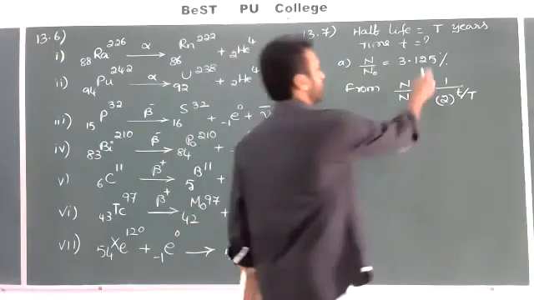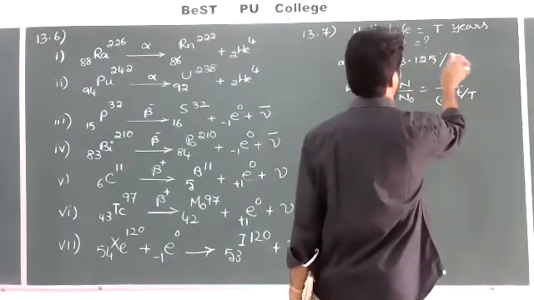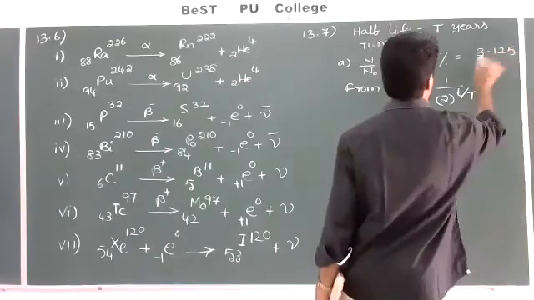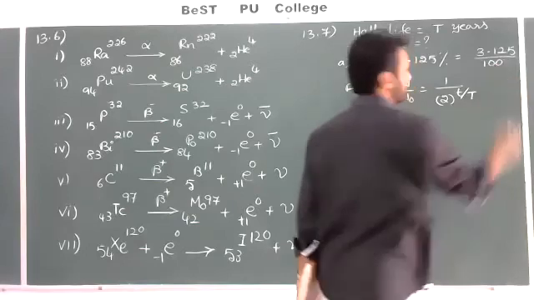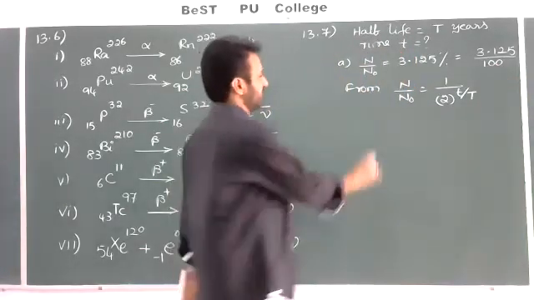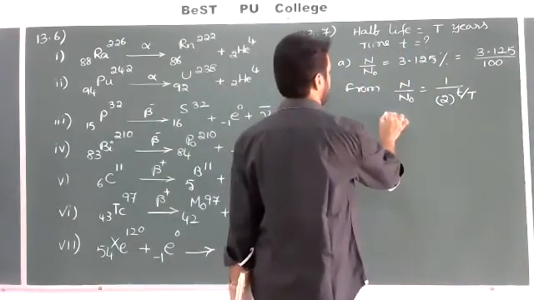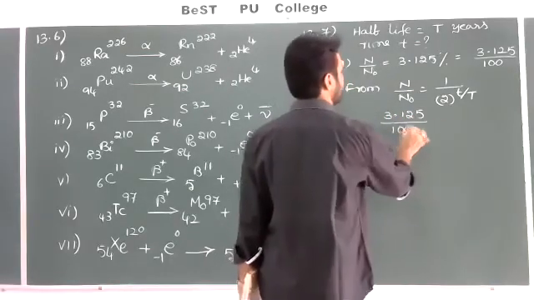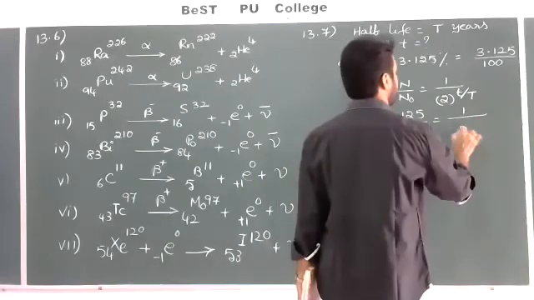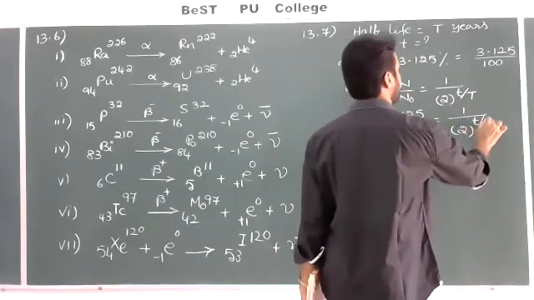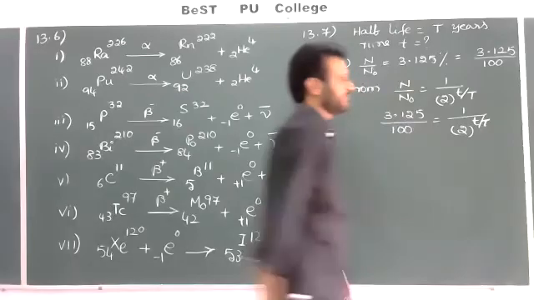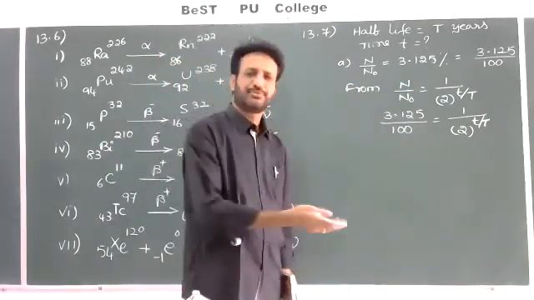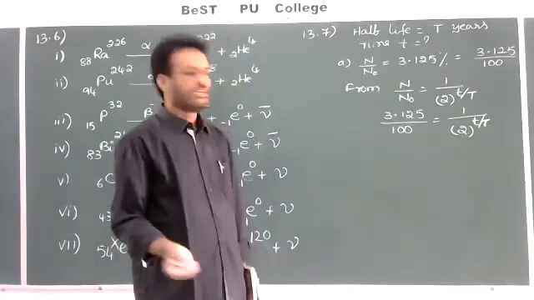Generally, if you multiply this value by 100, what will you get? Leave that one. 3.125 divided by 100 gives the fraction. Then write here: 3.125 divided by 100 is equal to 1 by 2 to the power of small t by capital T. If any cancellation is possible, try to cancel. Otherwise, we have to go for fractions, or maybe take a log on both sides.